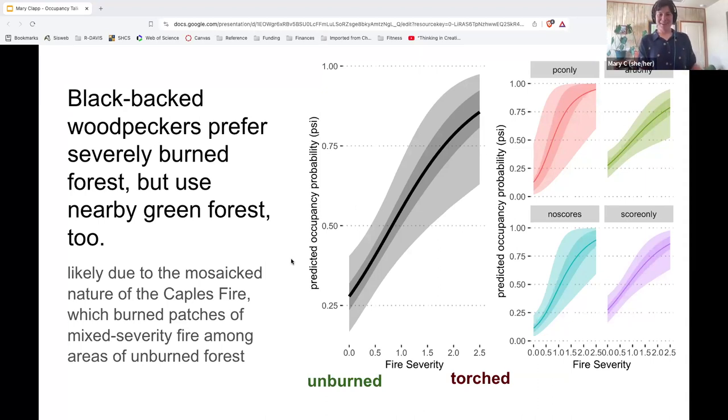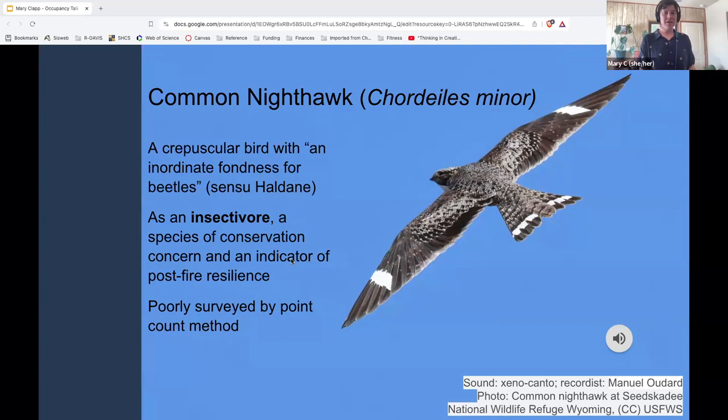And I'm sure many of the people who wrote the papers on blackbacks are in this very audience and know very well that occupancy of woodpeckers is actually higher in high severity areas that are close to unburned forest. So this confirms what is already known about blackbacks. So we are able to retrieve reliable and ecologically sensible estimates of occupancy for a specialist bird whose association with fire is pretty legendary, the blackback woodpecker.